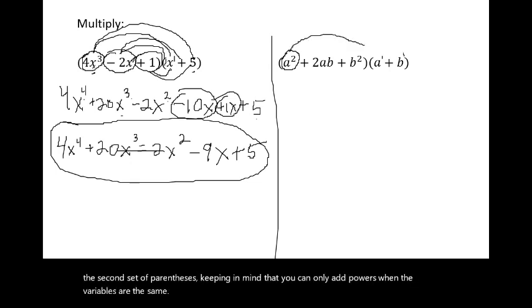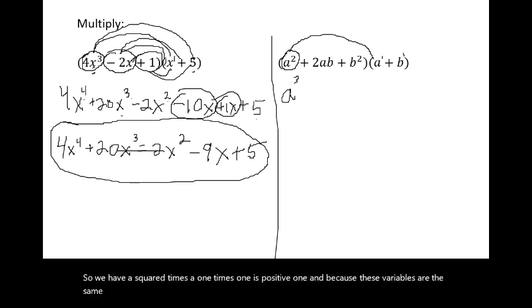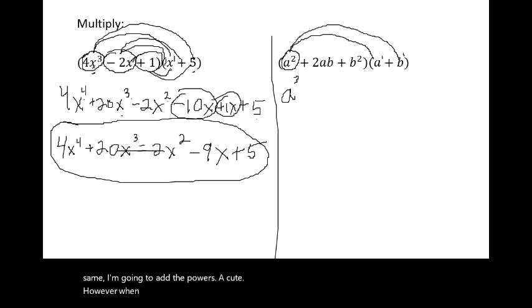So we have a squared times a. 1 times 1 is positive 1. And because these variables are the same, I'm going to add the powers, a cubed. However, when you multiply a squared times b, because these variables are not the same, you're just going to put them together with multiplication. A squared b, you cannot add the exponents, and that's as good as that's going to get.